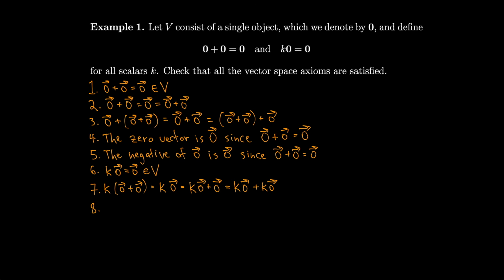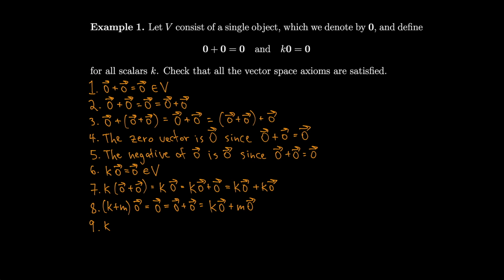Let's look at number 8. (k plus m) times 0 is equal to 0, because anything times 0 is 0 by definition, but that's the same thing as 0 plus 0, which is the same as any constant times 0 plus any other constant times 0. So it's distributive in both ways.